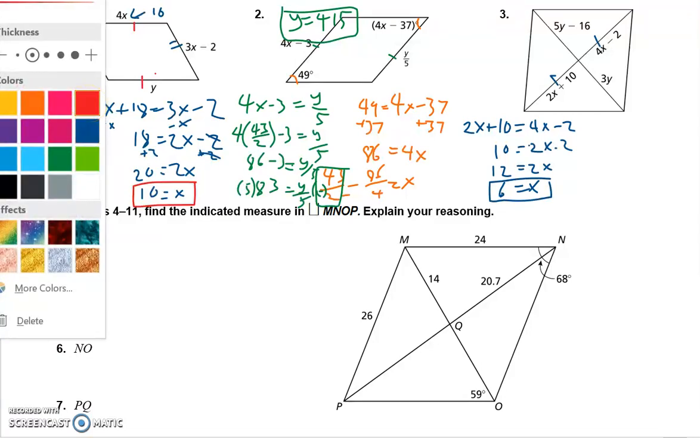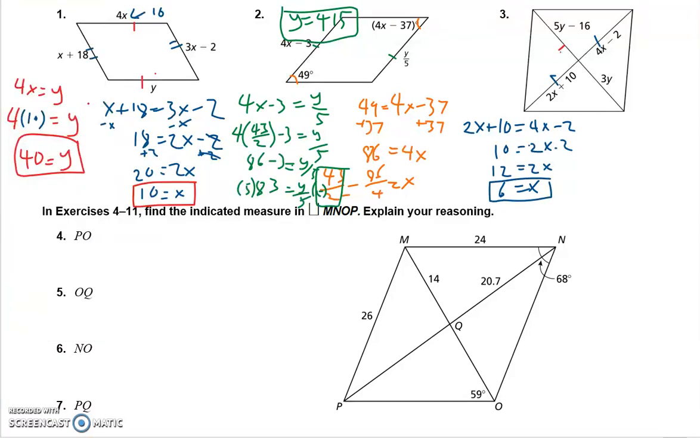Then for the other one, these are congruent to each other. So that's going to be 5y minus 16 equals 3y. What I would do with this is subtract 5y. So negative 16 equals negative 2y, because 3 minus 5 is negative 2. Then divide by negative 2, you get 8 equals y. Alright, that one was neater.